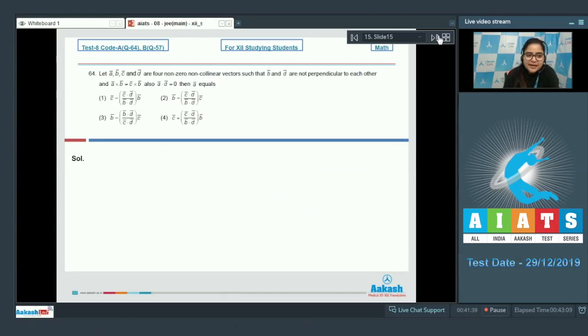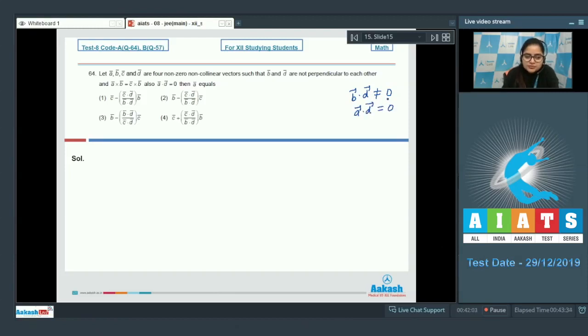Question number 64. Let a, b, c, d be 4 non-zero non-collinear vectors such that vector b and vector d are not perpendicular to each other. So b dot d is not equal to 0. And a cross b is equal to c cross b. Also a dot d is equal to 0. This is given.